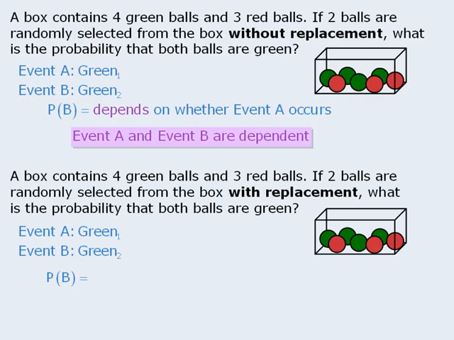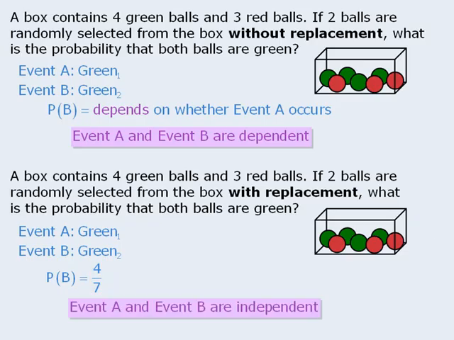For this question, what is the probability that the second ball selected will be green? Well, here we don't need to know whether or not event A occurs. Once a ball is selected on the first draw, it is replaced before the second ball is drawn. This means that for the second draw, we will have 7 balls and 4 of them will be green. So the probability that the second ball selected will be green is equal to 4/7. Since the probability of event B does not depend on whether or not event A occurs, we say that events A and B are independent.